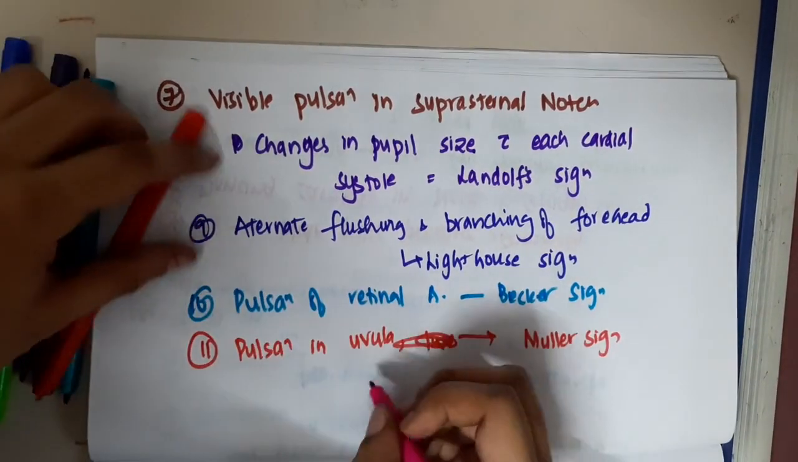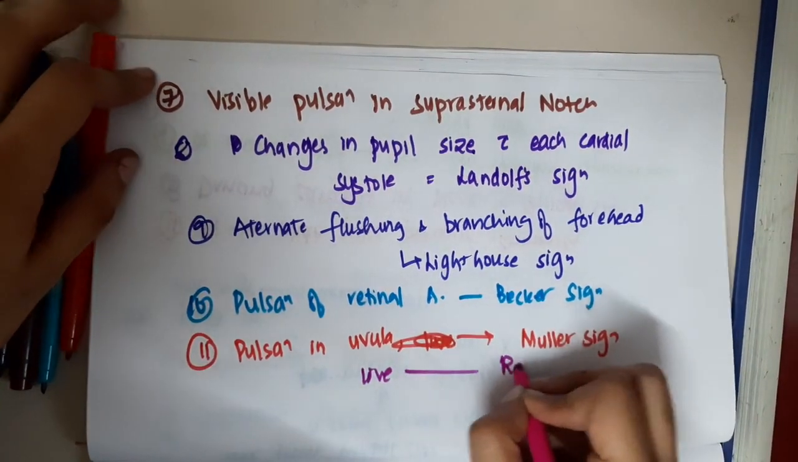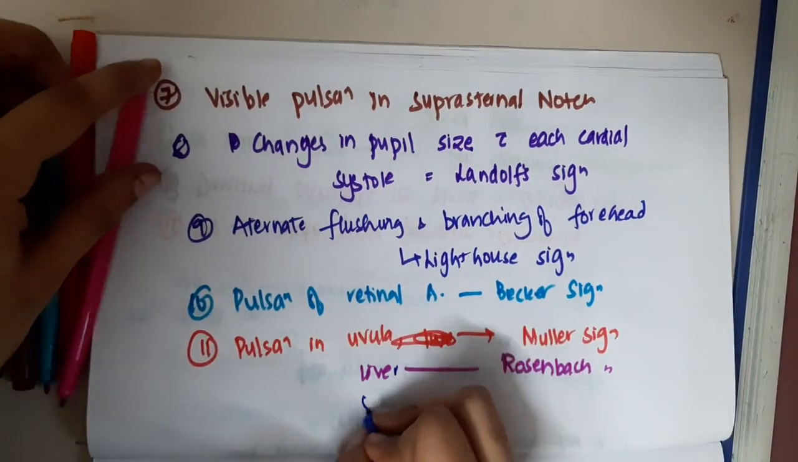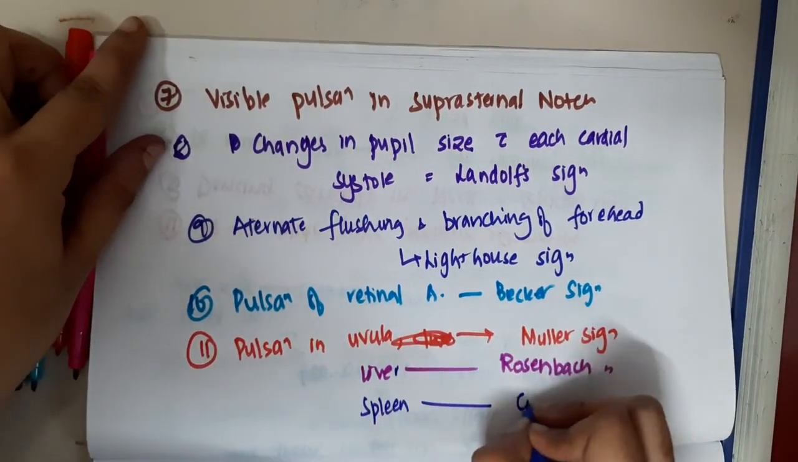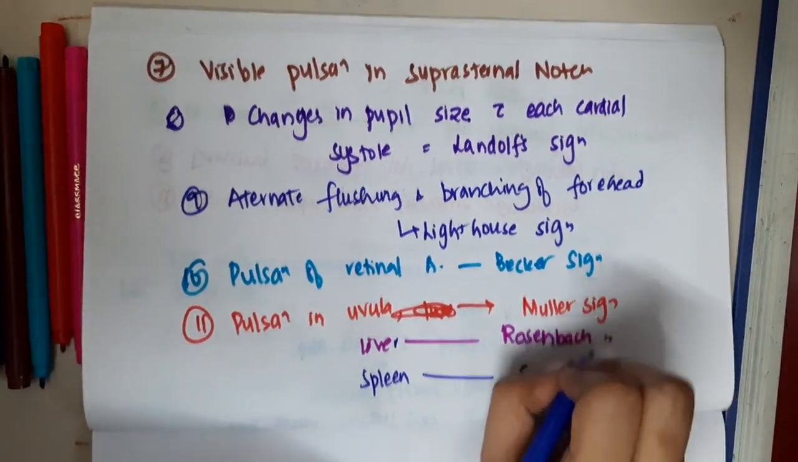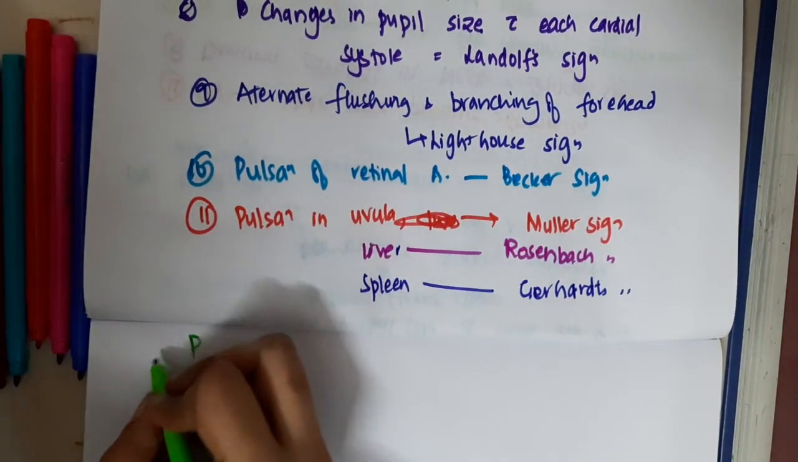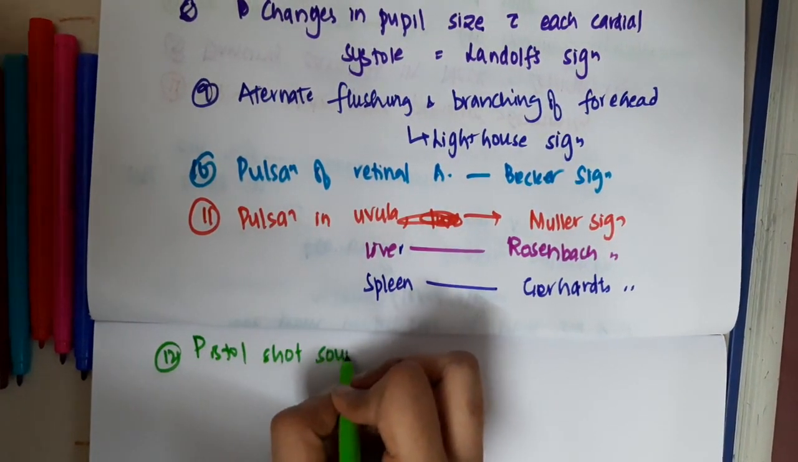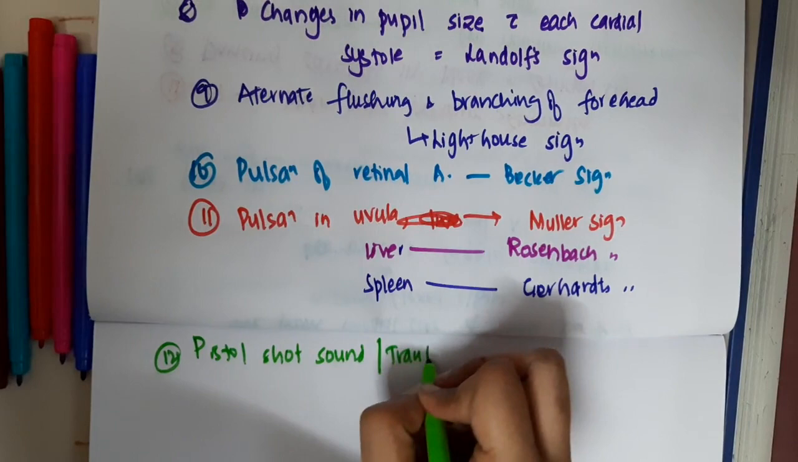Okay, pulsations in the liver, we call it Rosenbach's sign. Then pulsations in the spleen, we call it Gerhardt's sign. Then 12th, we have pistol shot sound, or Traube's sign.